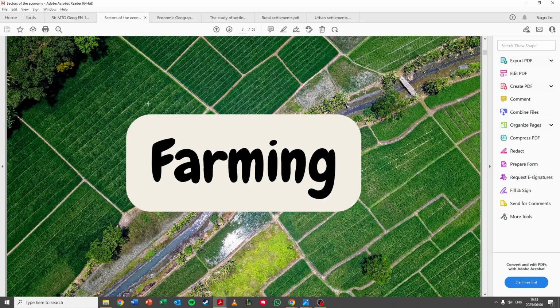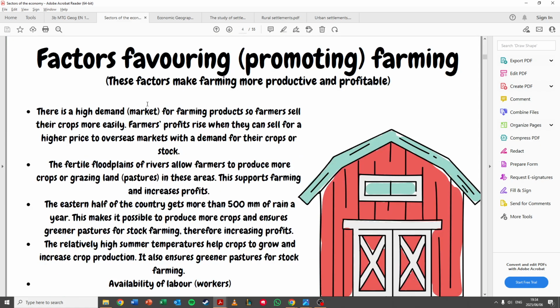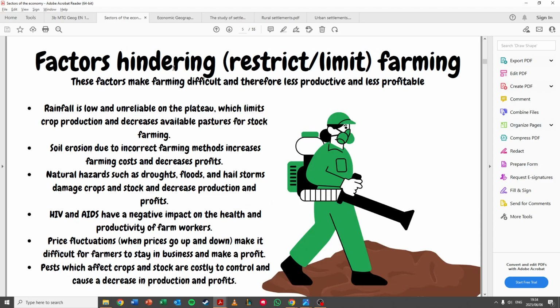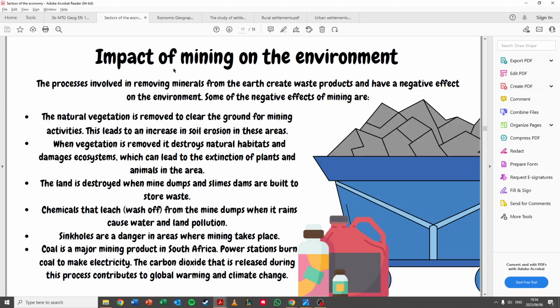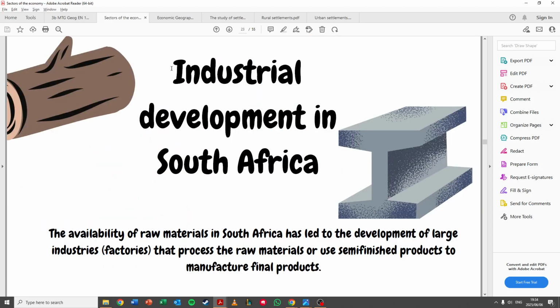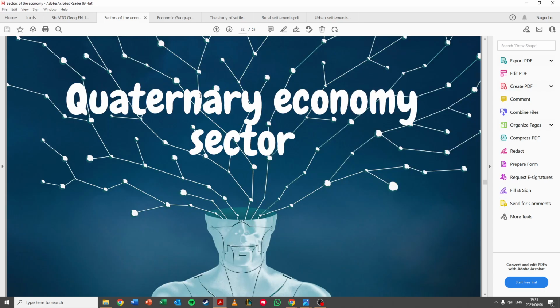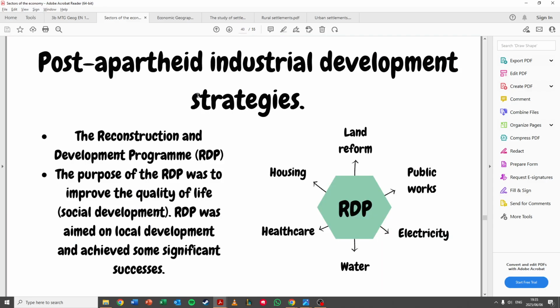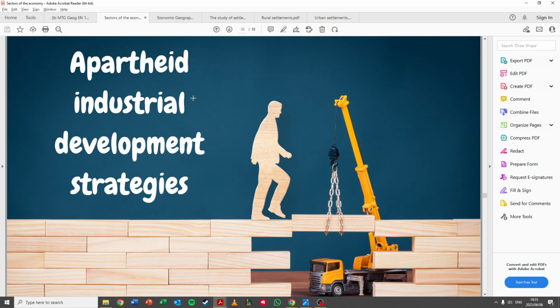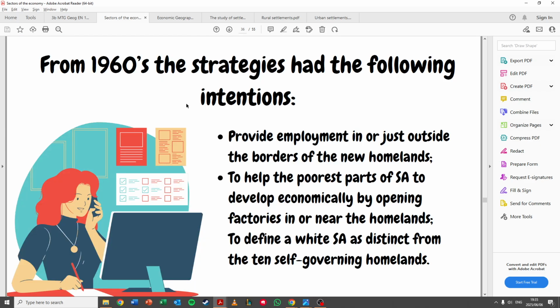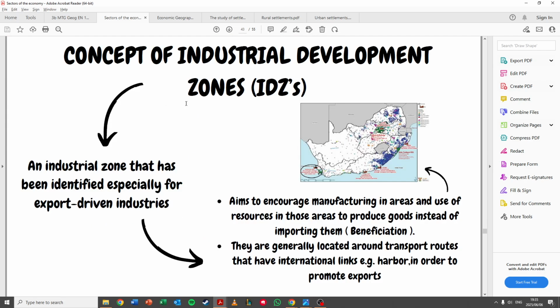The first one, the sectors of the economy, goes through all of these. And once again, this is your type of work that you have to study like a parrot. You have to memorize this. Okay, so this is going to be the factors that favor farming, that restrict or limit it, the importance of farming. It's going to go through all of the different ways for mining, for all of this. So I'm not going to go through this just because I'm basically going to repeat everything I say, because this is really a lot of memorizing work. Okay, so everything is here. One thing that they also do not really have in Mind the Gap is the apartheid industrial development strategies, or specific post-apartheid. Okay, so please just go through this as well.